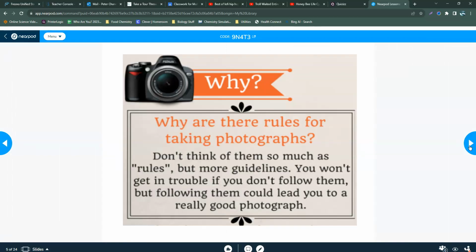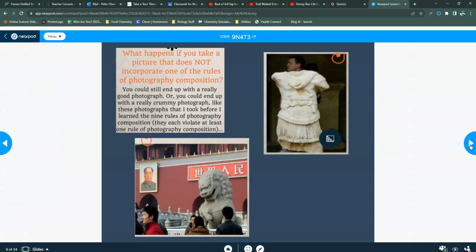So why are there rules for taking photographs? Don't think of them so much as rules, but more as guidelines. You won't get in trouble if you don't follow them, but following them could lead you to a really good photograph. So that's what we want to keep in mind here. What happens if you take a picture that does not incorporate one of the rules of photography composition? Well, you could still end up with a really good photograph. Or you could end up with a really crummy photograph, like these photographs that were taken not using the 9 rules of photography. In fact, they violated at least one rule of photography in each one of these pictures.